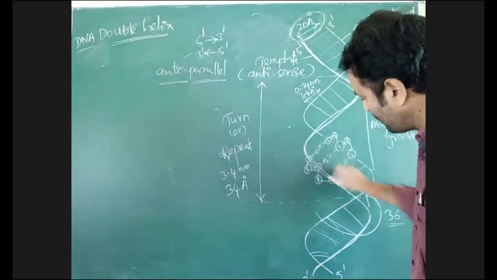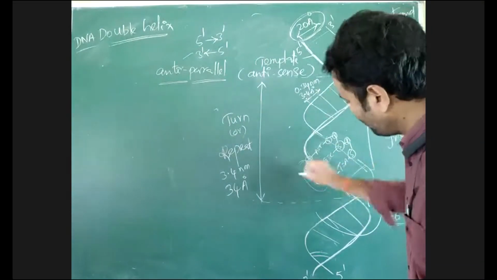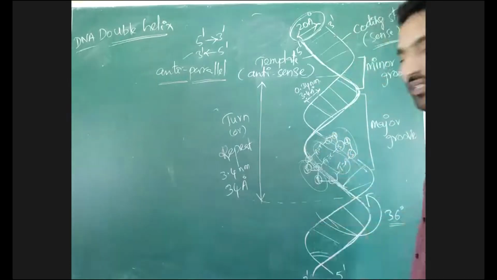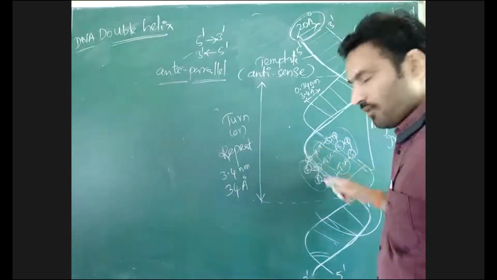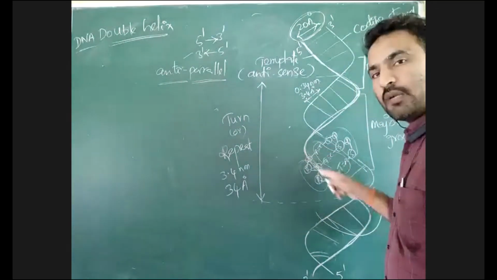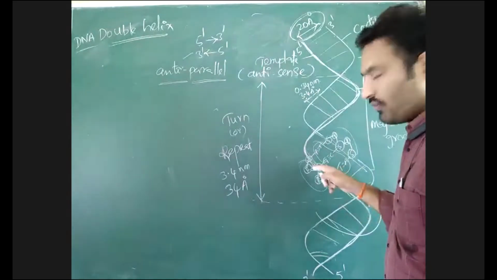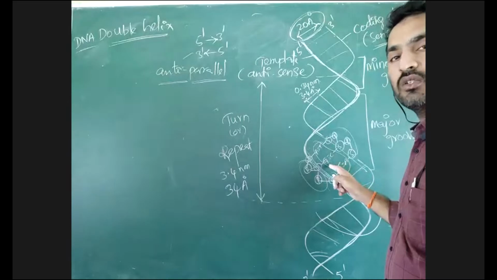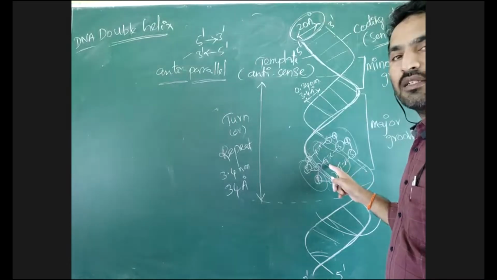See here, this is the structure. Phosphates are present outside, and the nitrogen bases are present in the interior. The sugar phosphate forms the backbone, sugar molecules are present on the axis, phosphate groups are present exterior, and nitrogen bases are present interior to the DNA strands.